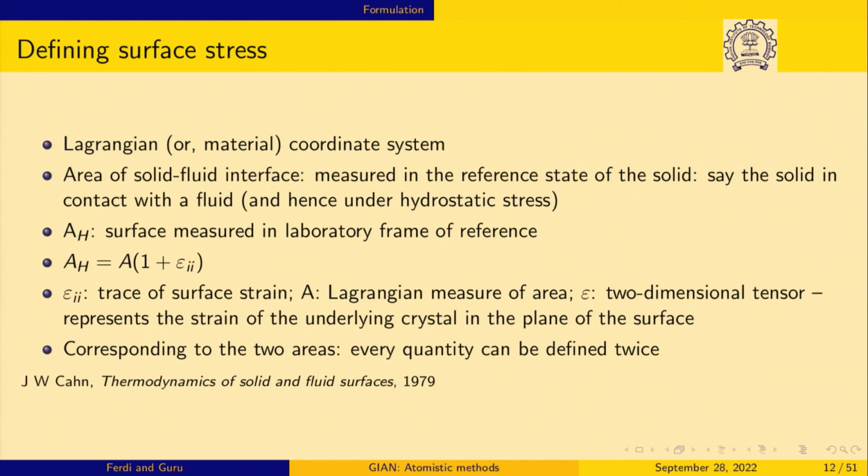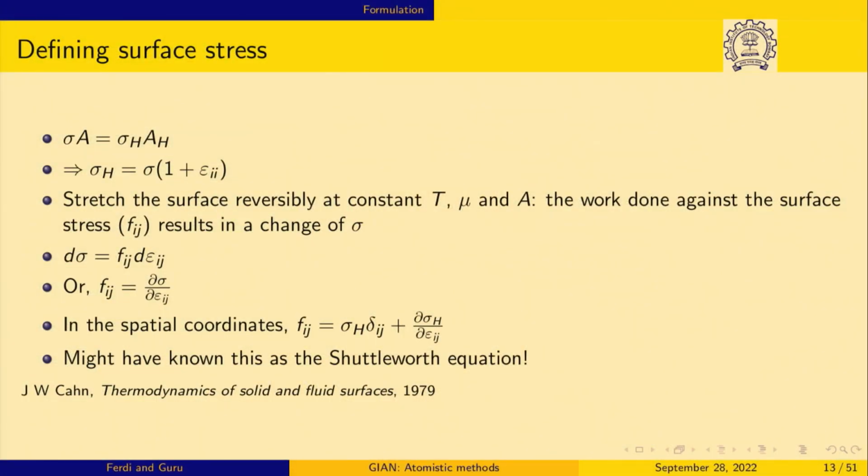And when you make this connection for the interface energy is how you get the so-called Shuttleworth equation. Okay. So, you can think of the Shuttleworth equation as nothing but the stress that you define in the two different frames of reference. And that equation in spatial coordinates is F_ij = sigma h delta_ij + dou sigma h by dou epsilon_ij. This is known as the Shuttleworth equation.